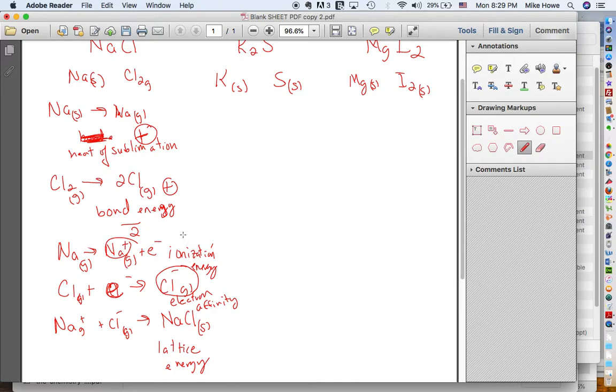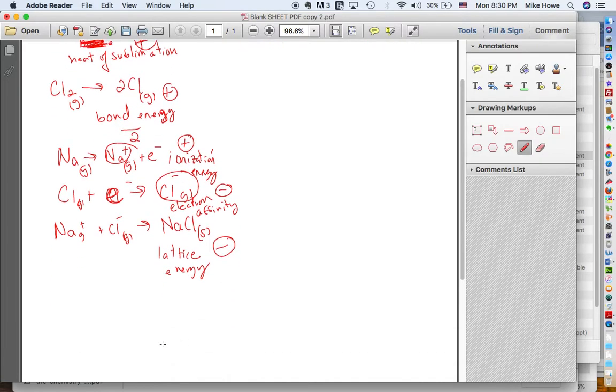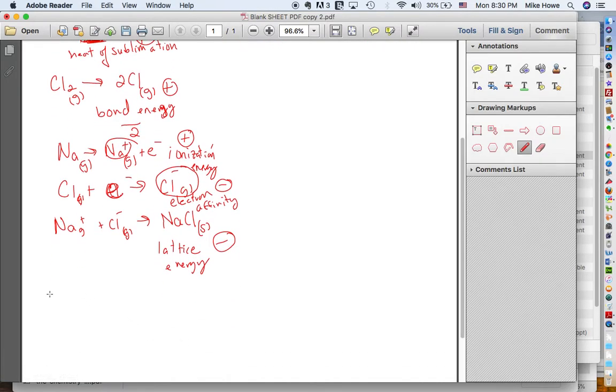Okay, ionization energy is always positive. It always requires energy to remove an electron. But electron affinity is often negative. When you add an electron, energy is released. And lattice energy is always going to be really negative. A lot of energy is going to be released. So you got energy in, energy in, energy in, energy out, energy out. And when you add all the energies together, you get the overall energy change for this equation.